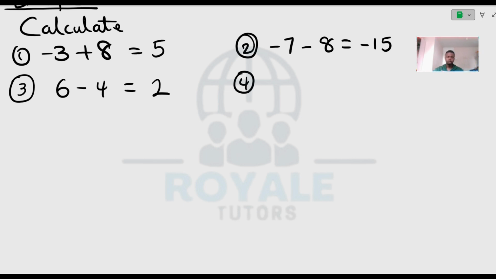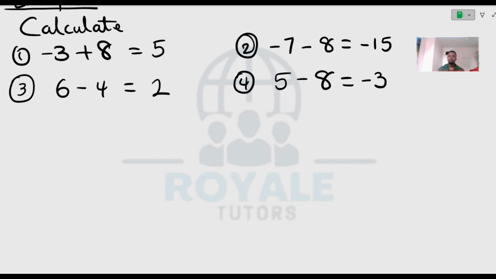For number 4, let's have something like 5 minus 8. In this case, we have 5, but we took out 8. Definitely, we've taken out all the 5, and we took 3 more. So that means we have a debt of 3.